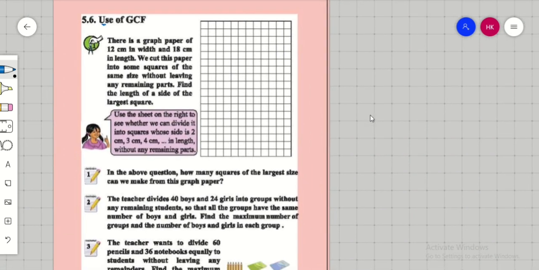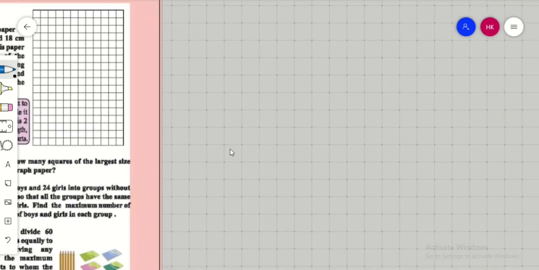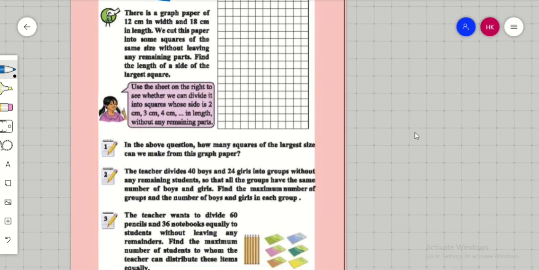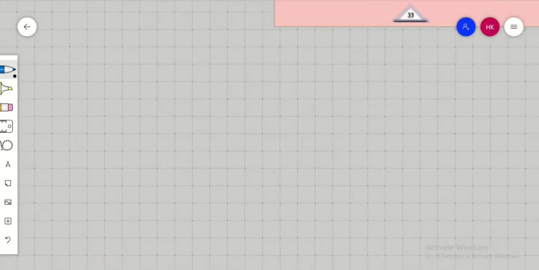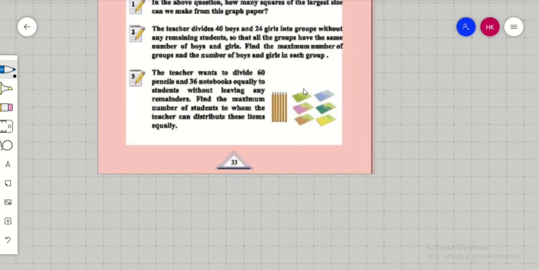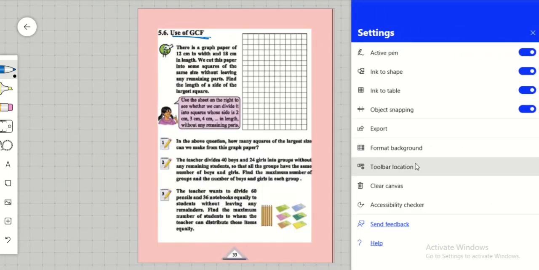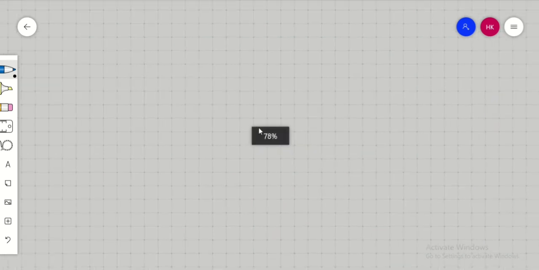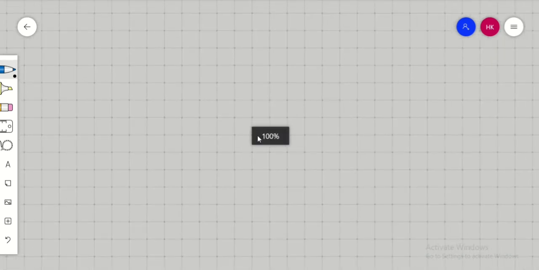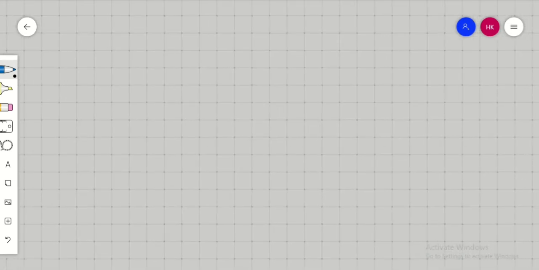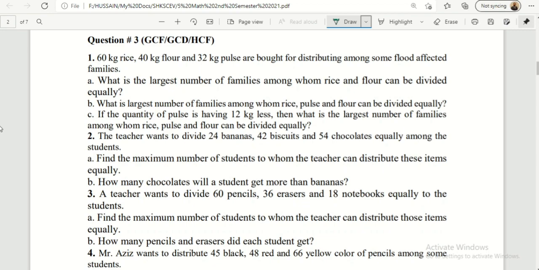GCF. That means use of GCF. I have prepared some competency based questions. Now we move on to some competency based questions from the math suggestion. I have made a lot of suggestions for you. So today we just want to do some problems from there. First of all, question number 1. On the screen you can see question number 1.